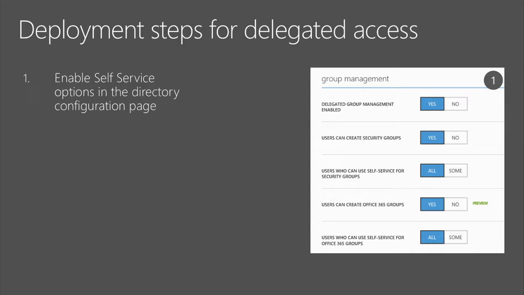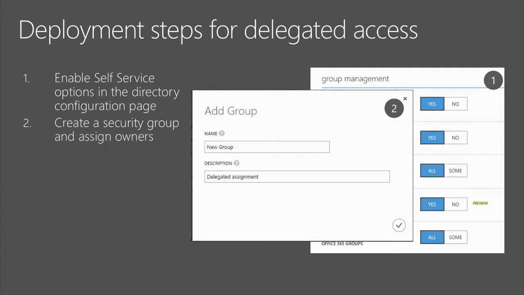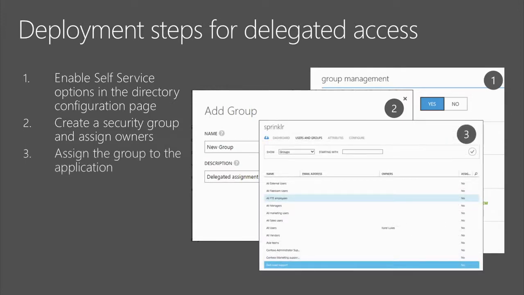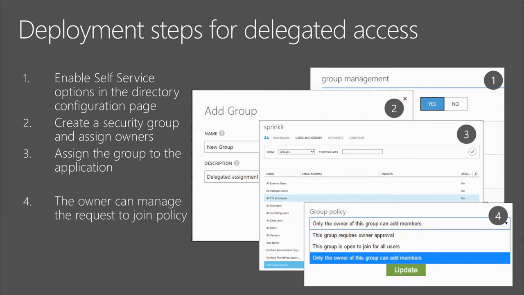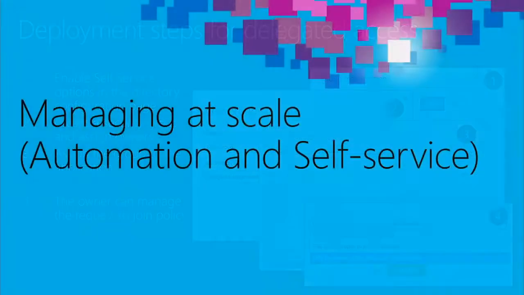How do you do this? You go into your Azure Active Directory, you enable advanced groups through delegated group setting. You then go into the Groups tab, create a new group, assign owners to that group, and assign the group to one or more applications that you want those owners to be responsible for. From that point on, the owners can manage membership as well as the policy, and you're done. So this is really something you can do in a couple of minutes. Okay? Great. Moving on.